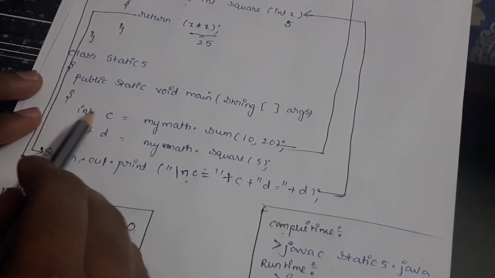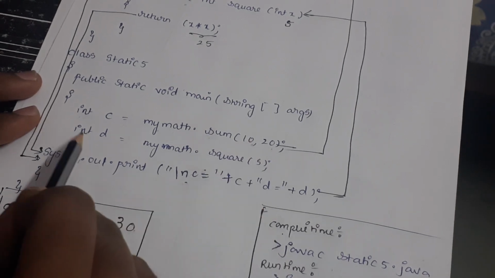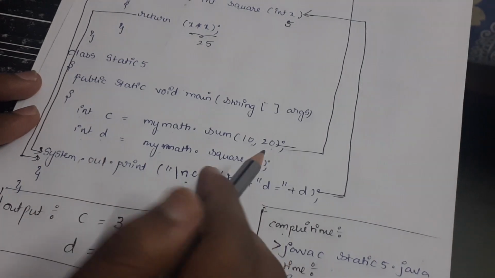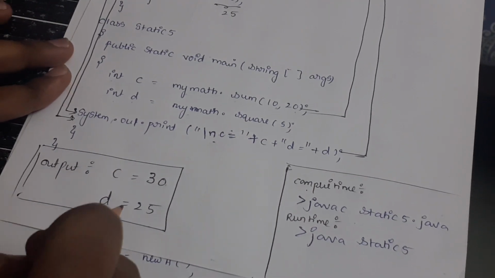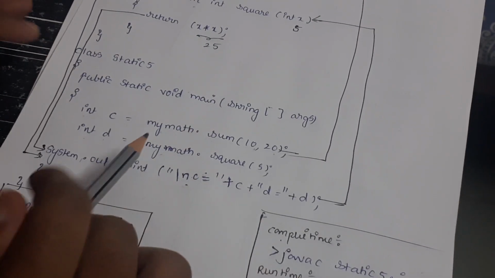Here, int c is equal to MyMath.sum(10, 20). Int d is equal to MyMath.square(5). Now we are printing out the values of c and d. In the output we will be getting c is equal to 30 and d is equal to 25. Now let's see what happens internally.